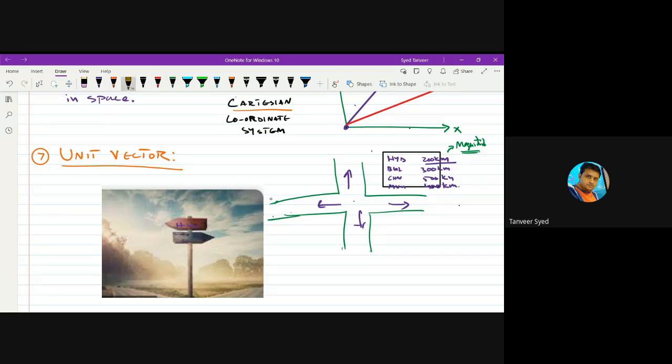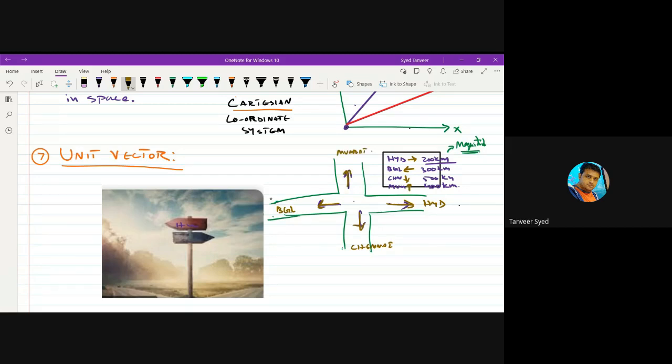Like if I put a small arrow like this, then this arrow tells me that I should go in this direction to reach Hyderabad. This arrow tells me I should go in this direction to reach Bangalore. I should go in this direction to reach, okay, Chennai is downward, so I should go in this direction to go to Chennai, and in this direction I will go to Mumbai.